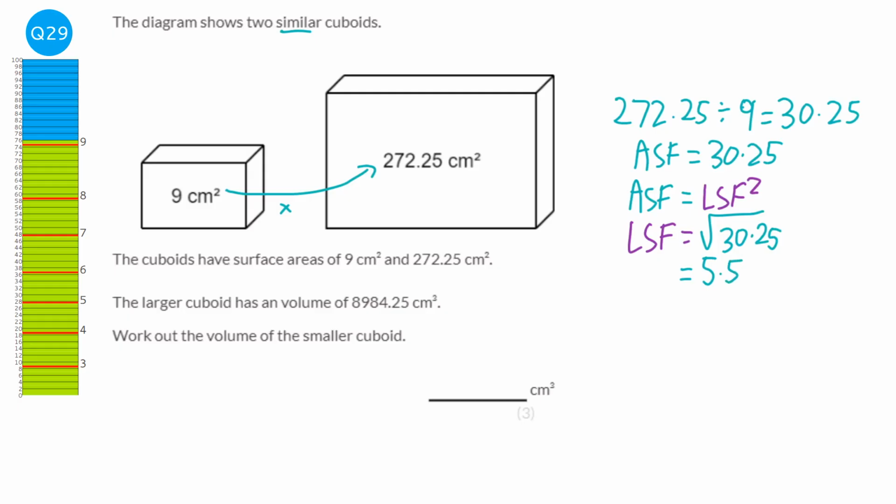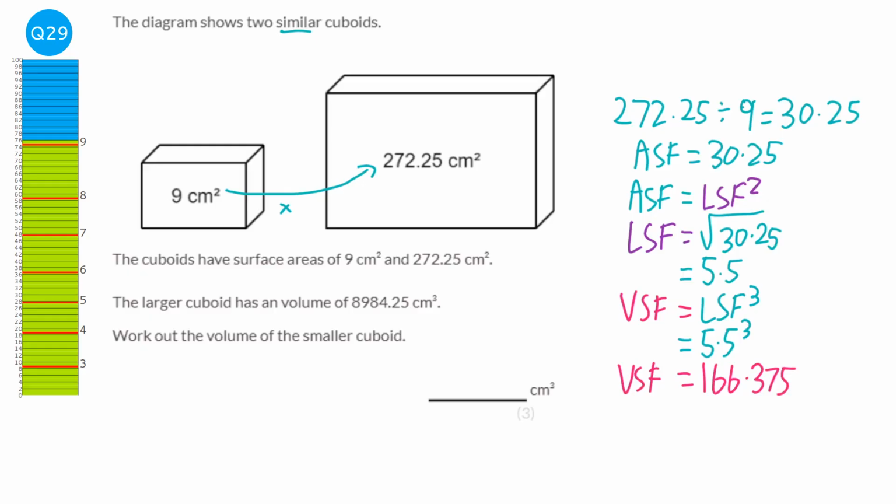Okay, so when we square root that, we get 5.5. Now, we know that the volume scale factor is equal to the linear scale factor cubed, because there's 3 dimensions. So it's going to equal 5.5 cubed. And so the volume scale factor is going to be 166.375. Okay, so that's the volume scale factor.